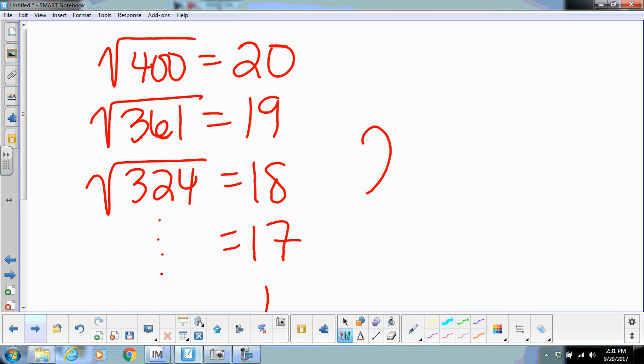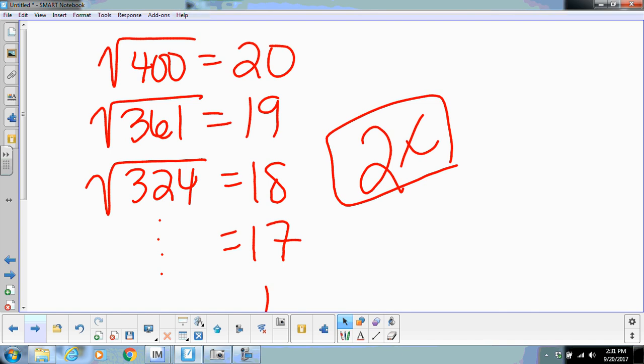Okay, and like I said, you're going to do that twice. From 400 all the way down to the square root of 1, which should be from 20 all the way to 1. Make sure you do that twice, and that'll add extra points to your square root quiz tomorrow.